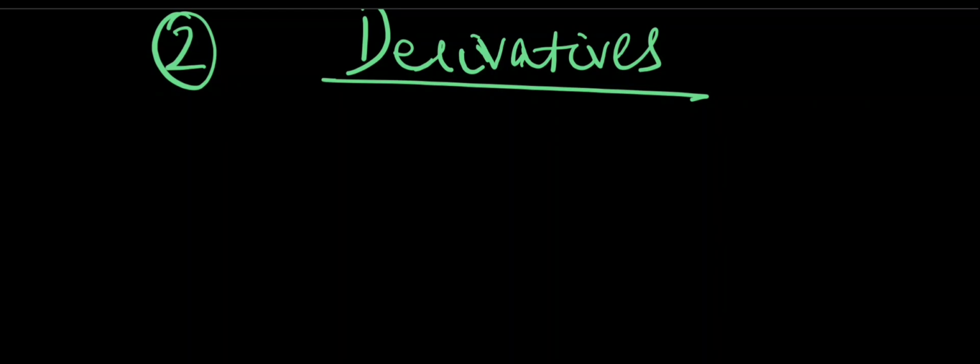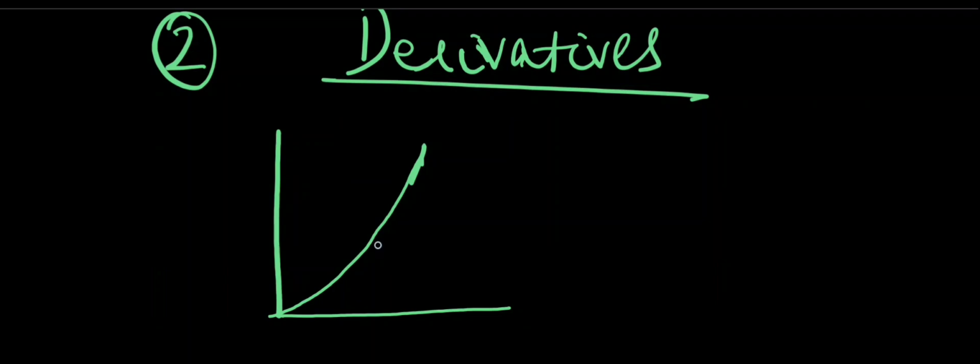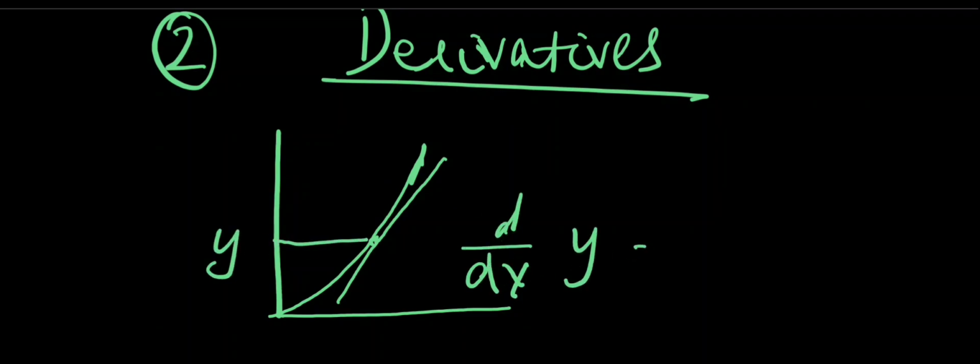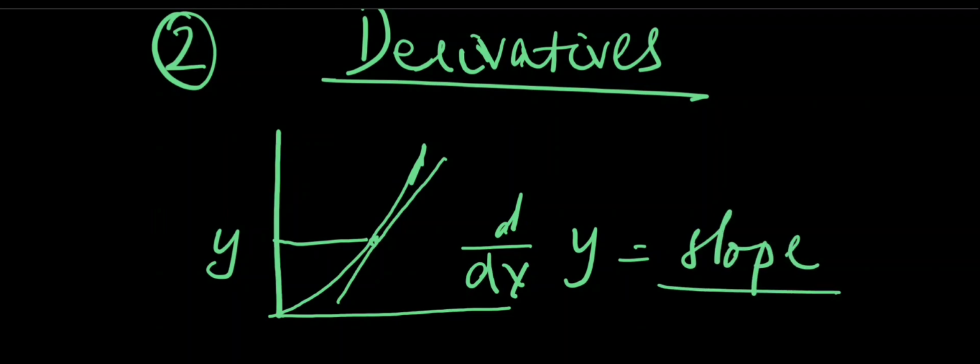Next topic, which is our second topic in calculus, is derivatives. Alright, what are derivatives? Derivatives, like I mentioned at the start of the video, are used to find the slope of a curve using a tangent line. So the derivative of the y value at this point equals the slope of this tangent at this point.